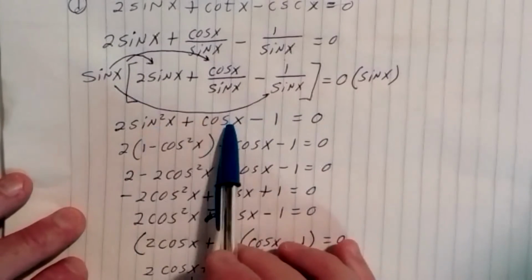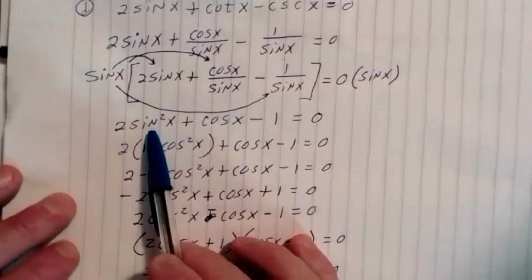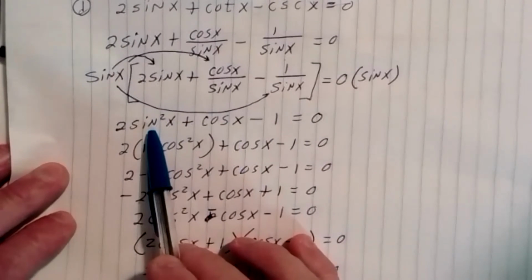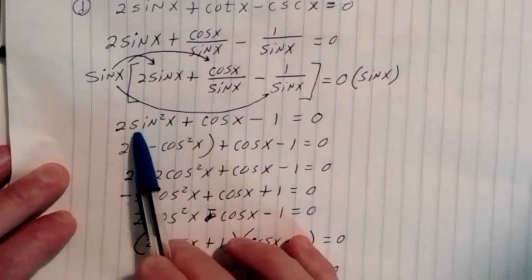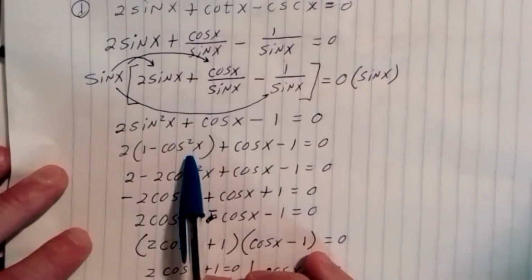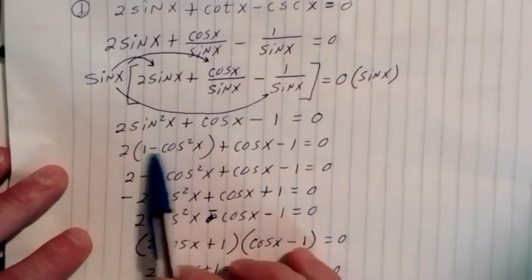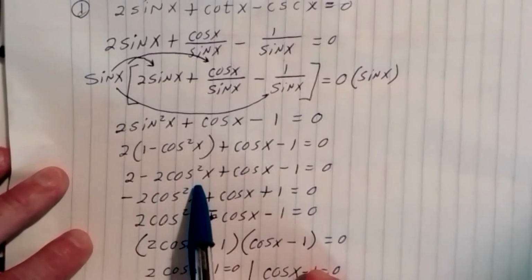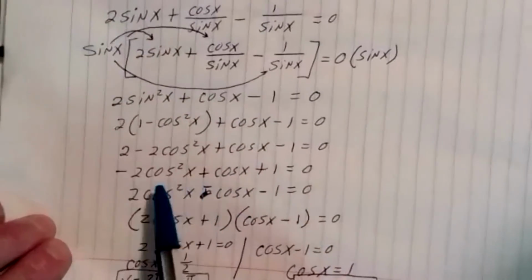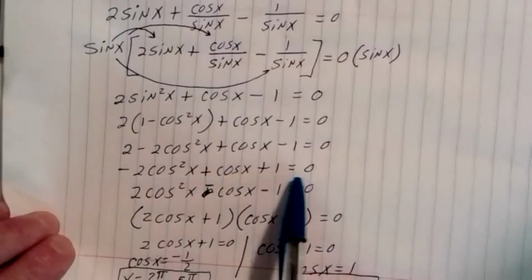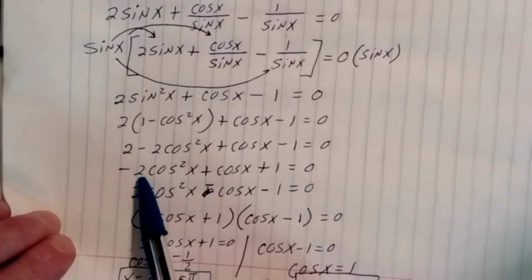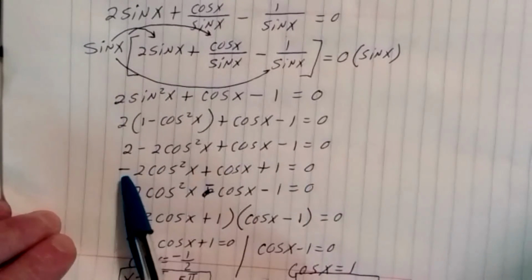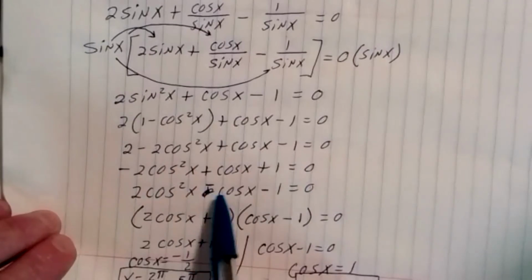Because we have two different trig functions in this equation, we want to get it down to one trig function if possible. I replace sine squared x with 1 minus cosine squared x, Pythagorean identity. Distributed the 2 inside the parentheses here, and we got this. So now this is the equation we have to solve. Rearranging it to get it into descending order, I multiplied both sides of the equation here by -1 to clear out that leading negative sign.